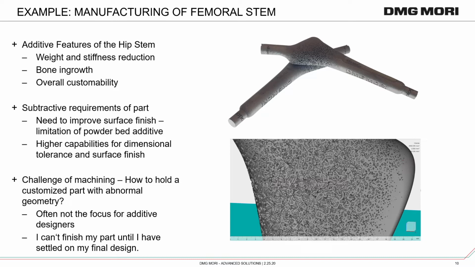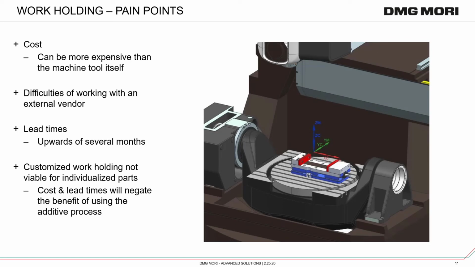It becomes a bit of an issue because you can't get a final functional prototype until you've more or less nailed down the design of your part. You're not going to want to invest the time and money into establishing a work holding method when you're planning additional design iterations in the future. So that brings me into another piece of subtractive manufacturing that isn't always considered. It's the pain points of work holding.